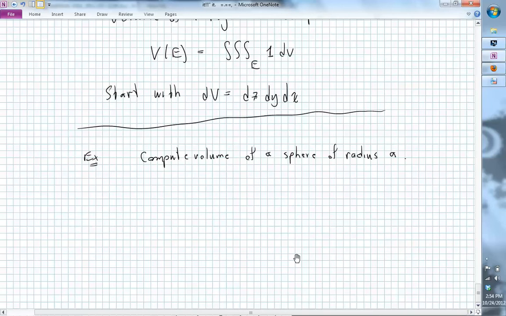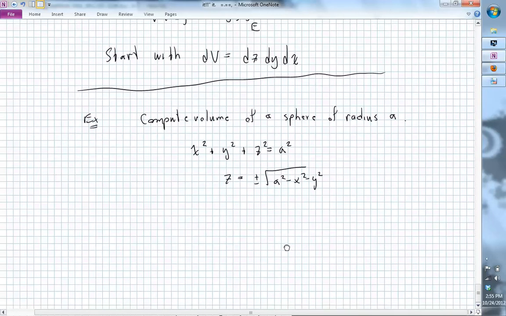And those are described by equations. So we've got x squared plus y squared plus z squared equals a squared. And if you solve for z, you get plus or minus the square root of a squared minus x squared minus y squared. We've done this 100 times. The plus or minus now actually are important. The plus is the upper hemisphere, the minus is the lower hemisphere. So z, no matter what else it does, is trapped between these two surfaces.